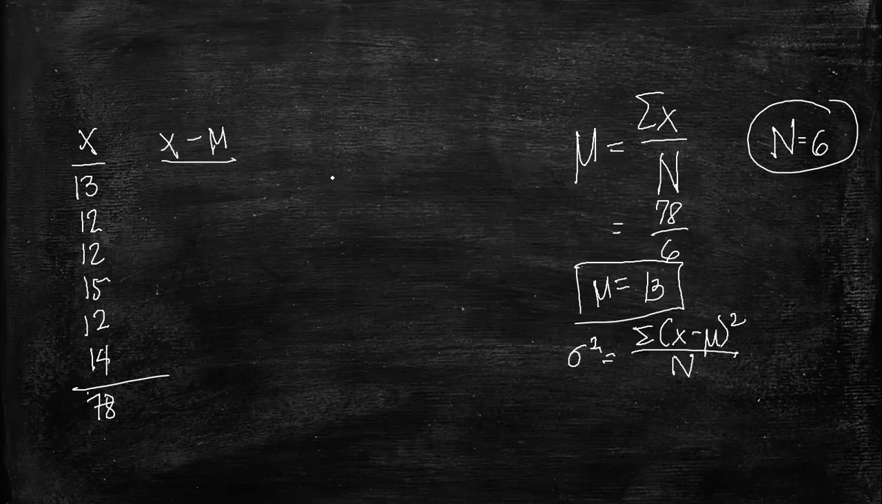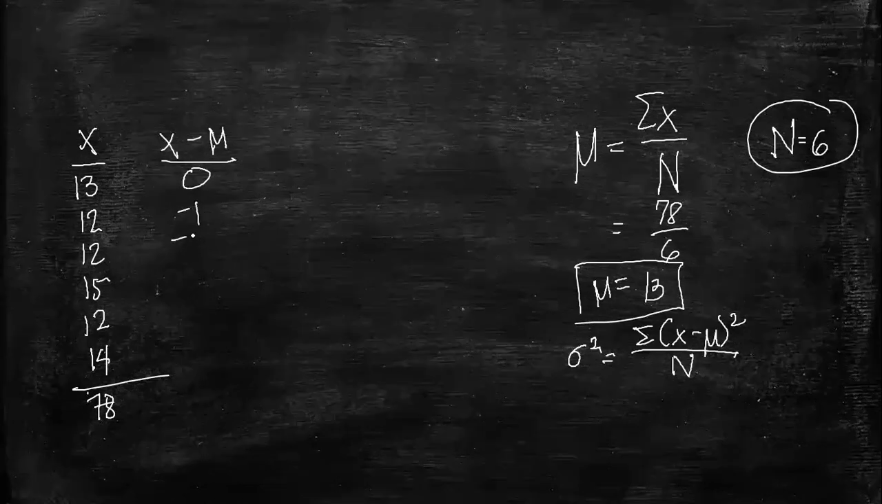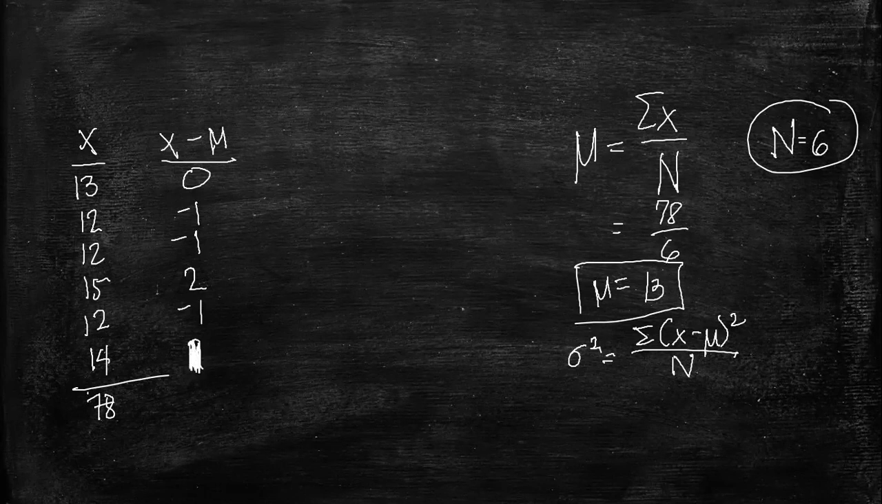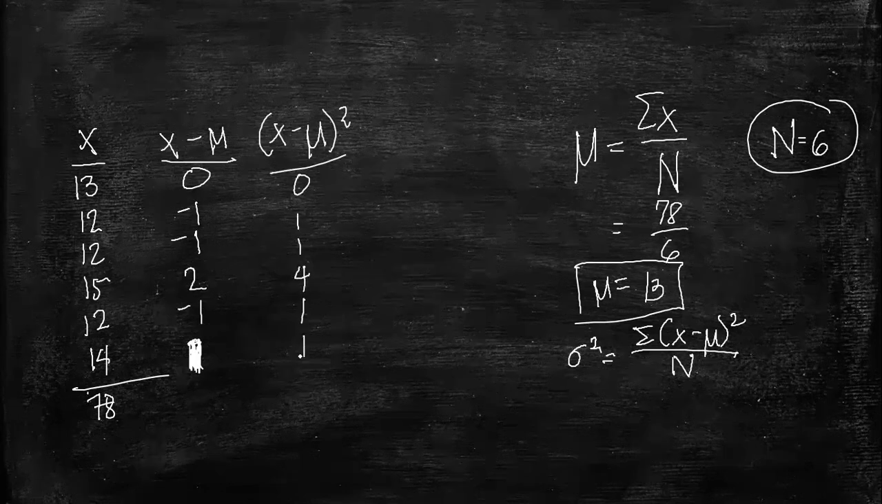So, we have 13 minus 13, 0. 12 minus 13, negative 1, negative 1. Tuloy-tuloy na to ha. Negative 1, negative 1, 2, negative 1, and 1. 1 pala. Sorry. Okay, and then squared natin yan. X minus mu squared. So we have 0, 1, 1, 4, 1, and 1. Okay. So isum po natin. Ilan ang sum? 8, sir.